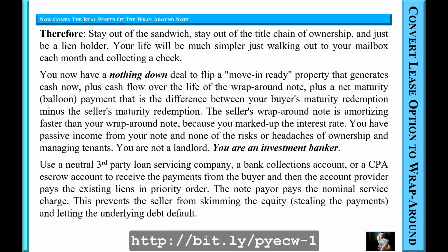Use a neutral third-party loan servicing company, a bank collections account, or a CPA escrow account to receive the payments from the buyer, and then the account provider pays the existing liens in priority order. The note payor pays the nominal service charge. This prevents the seller from skimming the equity, stealing the payments, and letting the underlying debt default.